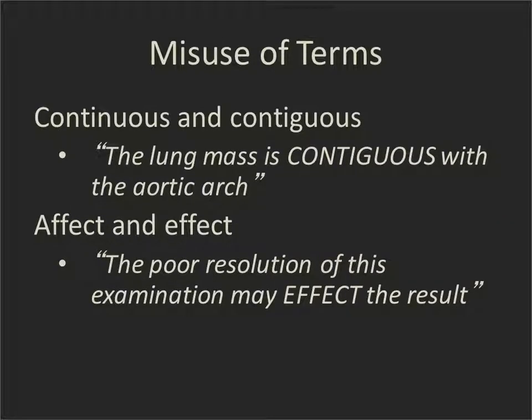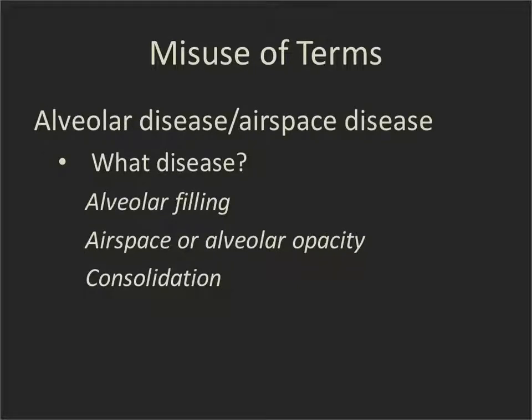People get confused between continuous and contiguous. An aortic aneurysm is continuous with the aortic arch, but a lung mass will be contiguous with the aortic arch if it's butting right up against it. And affect and effect, I'm sure this was beaten into your heads in grade school, but people still get it muddled up. You may be surprised to know that there is no disease called alveolar disease or airspace disease.